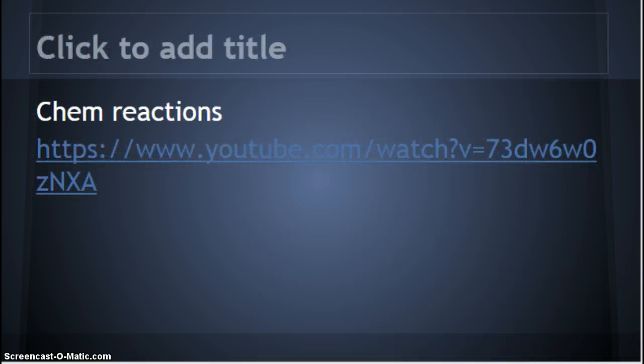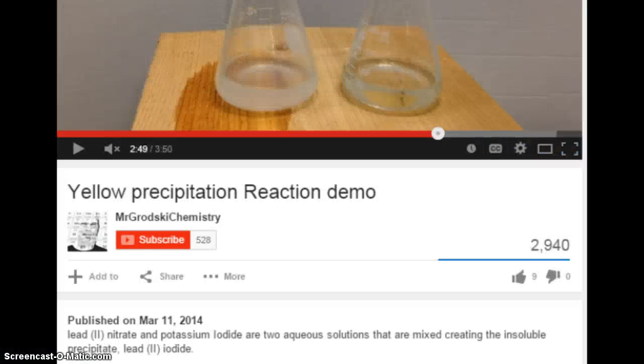All right, so let's look at a specific chemical reaction, and giving credit where credit's due. We're going to take lead nitrate, which is this almost clear liquid. It's a little bit cloudy, but you would call it clear or whitish. And we're taking potassium iodide. Again, it's a pretty clear liquid, maybe a little whitish. They're aqueous solutions, which is just a fancy way to say that they were dissolved in water. And they are mixed, creating the insoluble precipitate lead iodide.